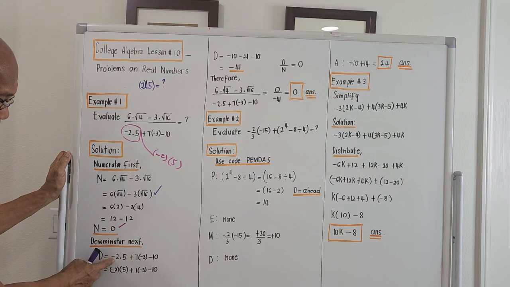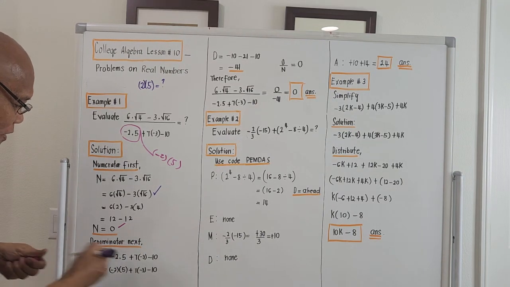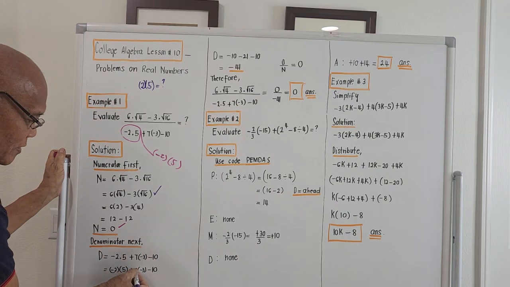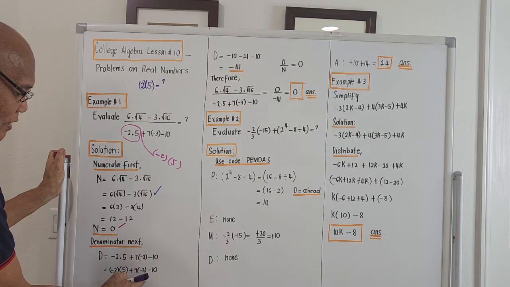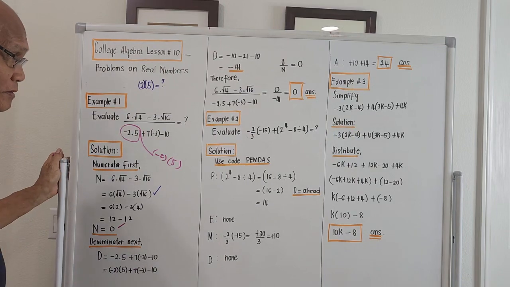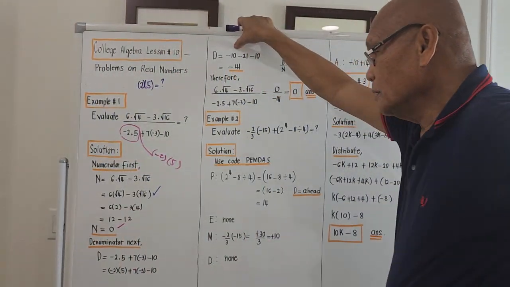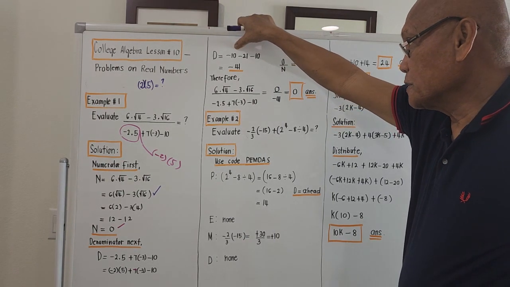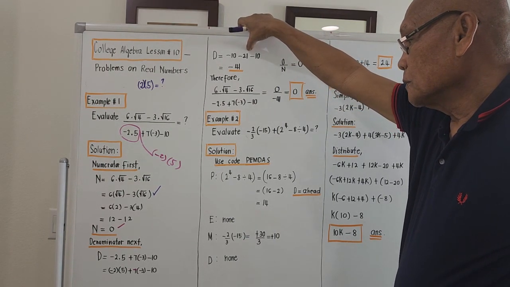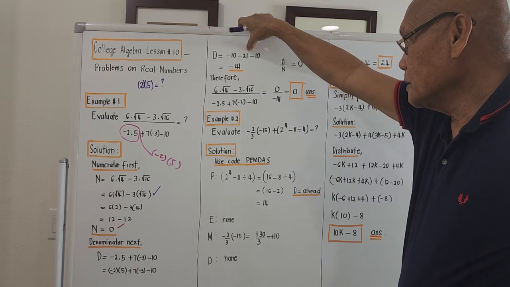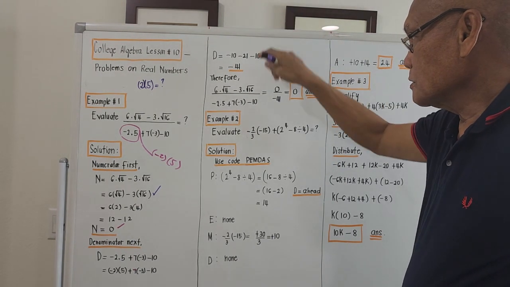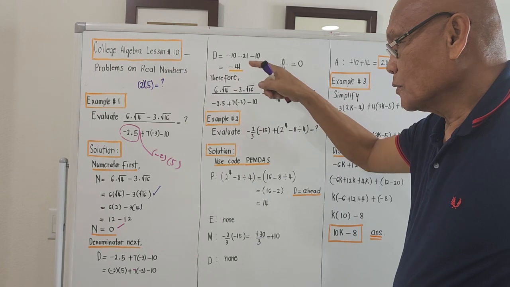The sign of the first number is negative, so it will be under one quantity, negative 2 times 5. The next one is 7 times negative 3 minus 10. Simplifying it, minus 2 times 5 is negative 10. This is minus 21, 7 times minus 3, minus 10. Taking the summation of this, it should be negative 41.